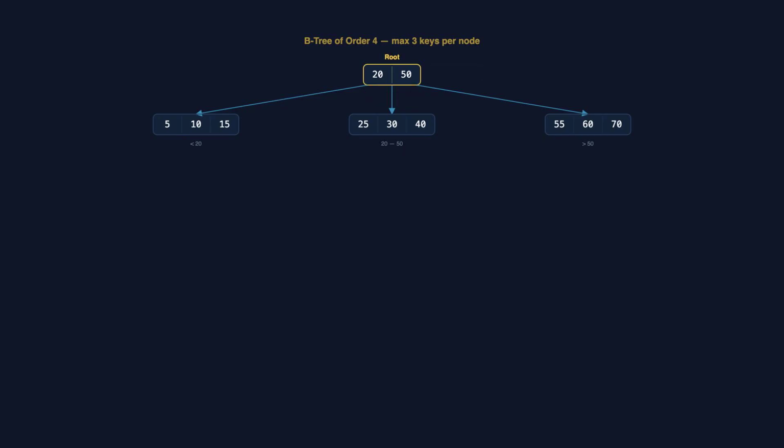At the top is the root node. Below it are internal nodes, and at the very bottom are the leaf nodes. Every leaf sits at the same depth. The tree is always perfectly balanced.